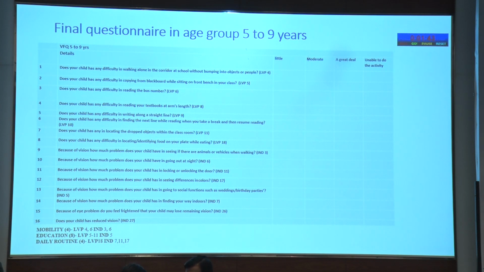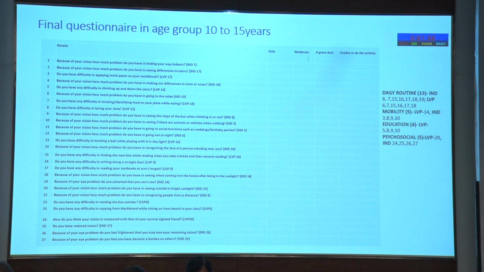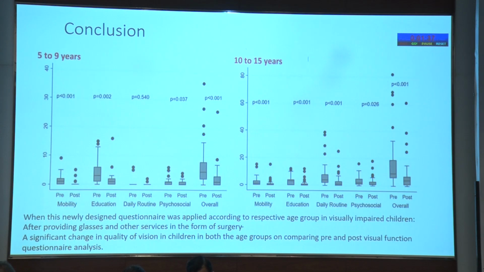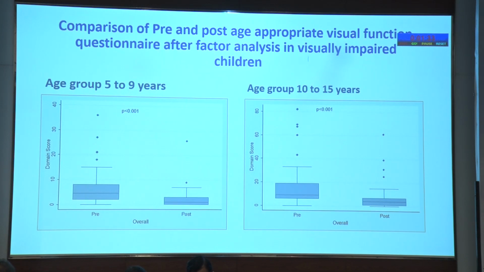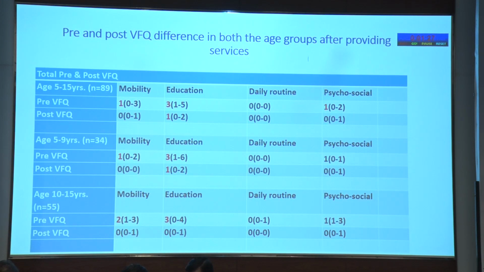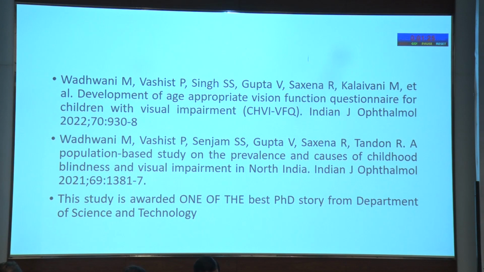Finally, in the age group of 5 to 9 years, 16 questions are available, and in 10 to 15 years, 27 questions are available. We did a pre and post analysis using this questionnaire, and there was a significant difference in the visual function in these children. This has already been published in IJO, and it is easily available in English and Hindi and can be used freely. Thank you.